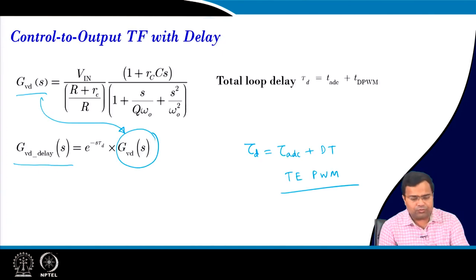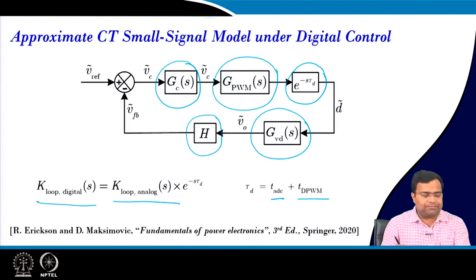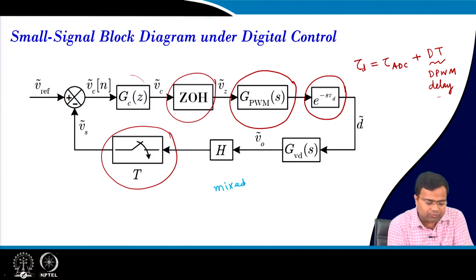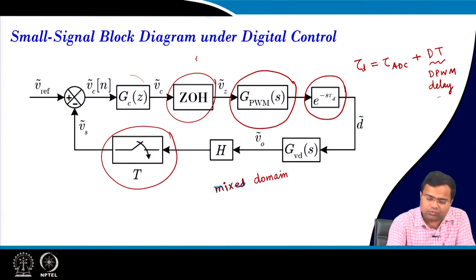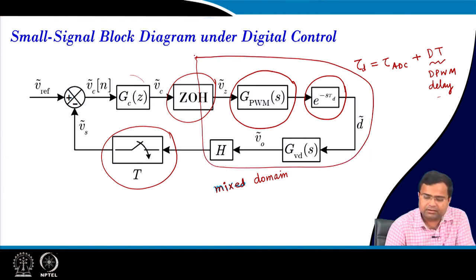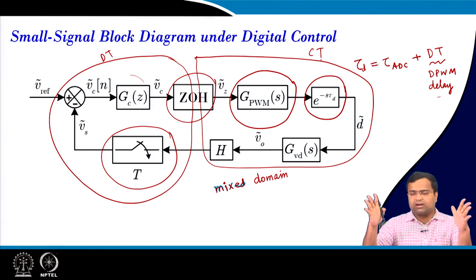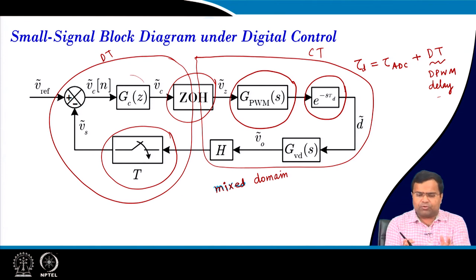Now, in this approach we converted all the models, because if we go to the previous block you will find this block is basically mixed domain. What is the meaning of mixed domain? This part from here to here is the continuous time part, and here to here is the discrete time part. So we cannot design any controller or analyze in this mixed domain. Either we have to convert all the discrete equivalent into the continuous domain, which we have approximated by replacing it with a delay, and then we continue with the controller transfer function and everything, and in the delay we have considered all the possible delays.